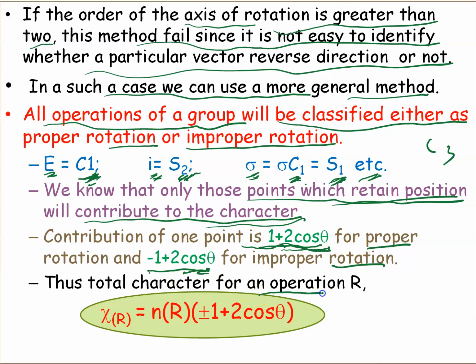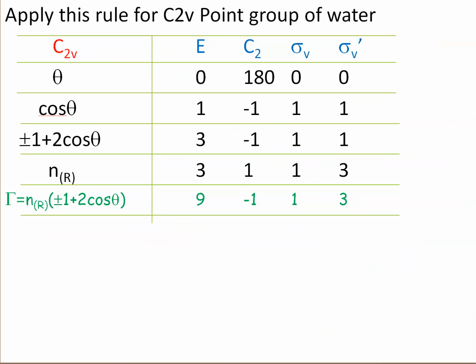Thus the total character of an operation R can be written as chi R is equal to NR into plus or minus 1 plus 2 cos theta, where NR is the number of atoms that retain position. That is the equation to calculate the character in a more general method. It can be used when there is a proper rotation having order greater than 2. We can apply this equation to the C2V point group of water.